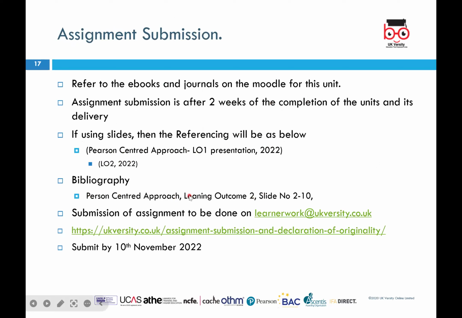You'll talk about your learning outcome, which it supports. When you're writing about what you're addressing, you need to write your learning outcome. Your submission should be sent to learnerwork@ukversity.co.uk. You need to submit the assignment, submission, and declaration of originality. Just ignore this date, please.